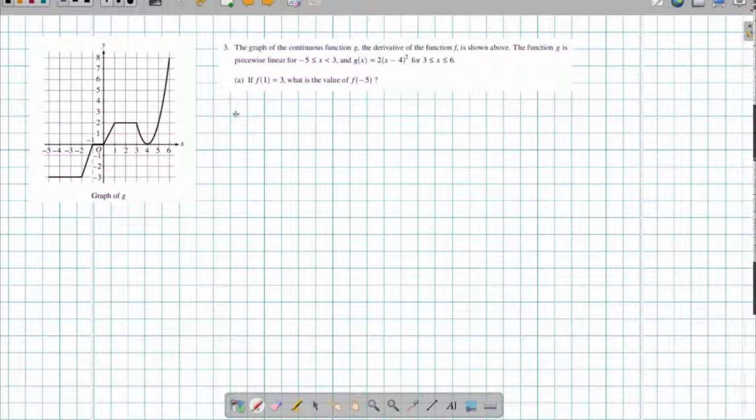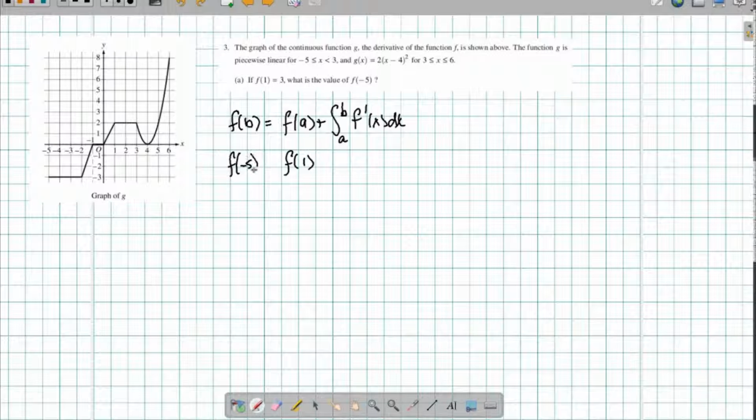We know from the fundamental theorem of calculus that if I ever want to find f of b, then I can just find what f of a is and add to it the integral from a to b of f prime of x dx. And that ends up being what I'm doing here. I know what f of 1 is, and I'm trying to find f of negative 5. And that means that I have to be doing the integral from a to b of my function, which in this case is g of x.